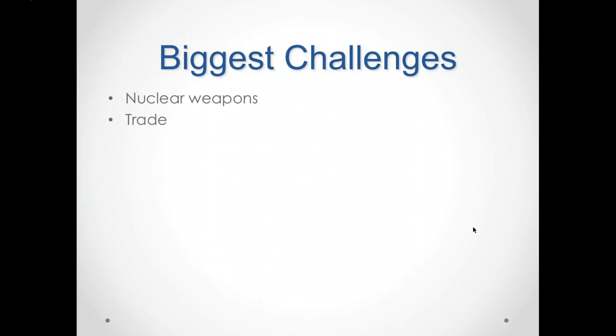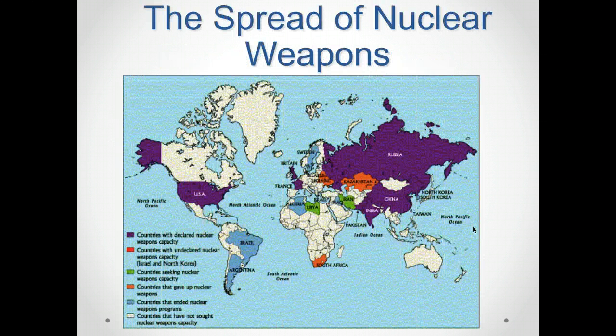Our challenges going forward are nuclear weapons, trade, immigration and border security, and terrorism. We're going to develop each of these four topics separately. So you can see countries with nuclear capacity. The countries in purple are countries that are known nuclear powers, and the countries in blue have ended their nuclear weapons programs. The countries in orange have given up owning nuclear weapons and have totally disarmed themselves.